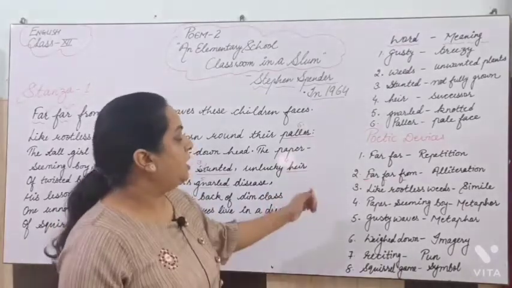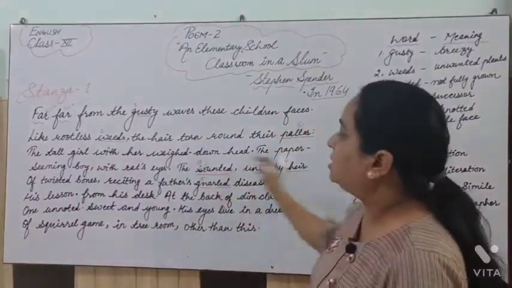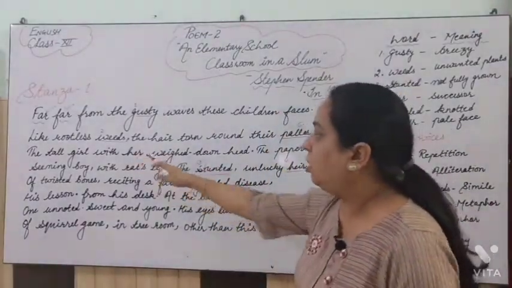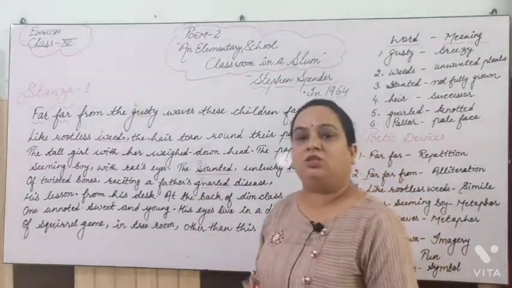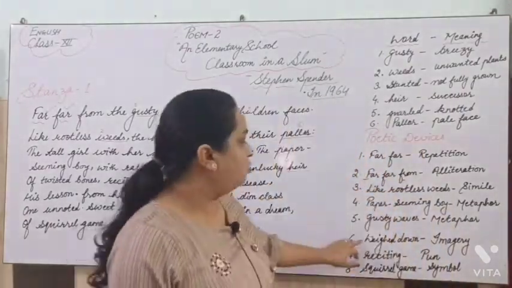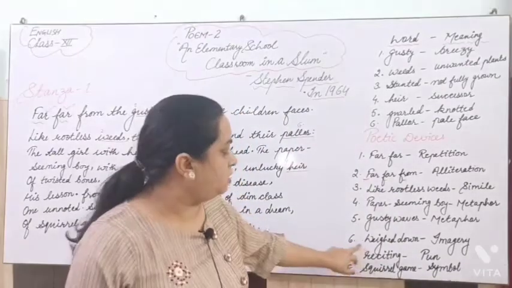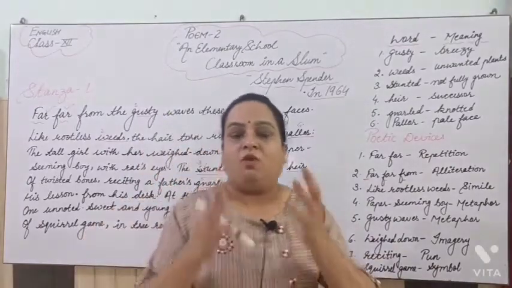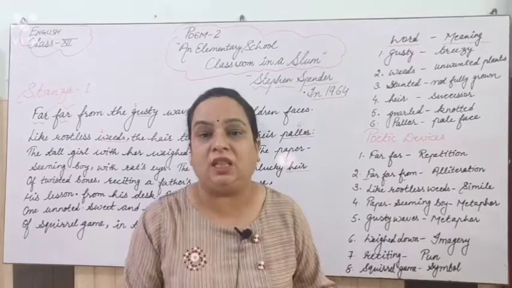Next, when we talk about the third line here, the paper skimming boy, and the tall girl weighed down her head. Here weighed down her head is also one poetic device. That is what? Imagery. I have written that at point number 6. So weighed down is what? Imagery. We are visualizing the situation of the girl, how she is sitting in the classroom.